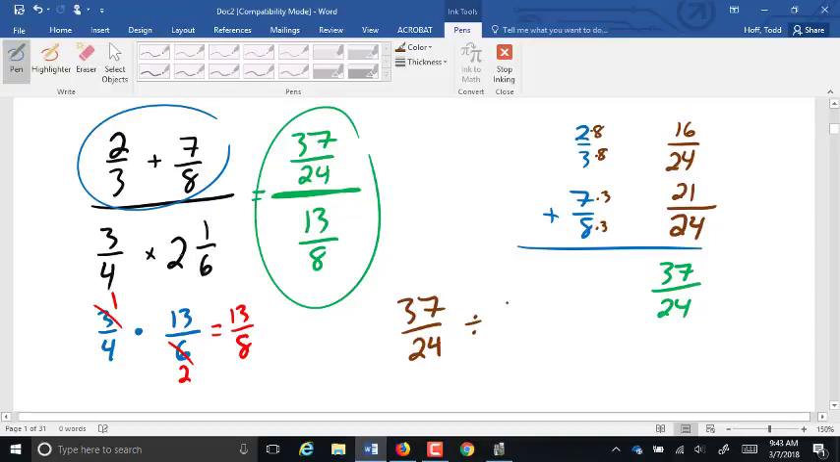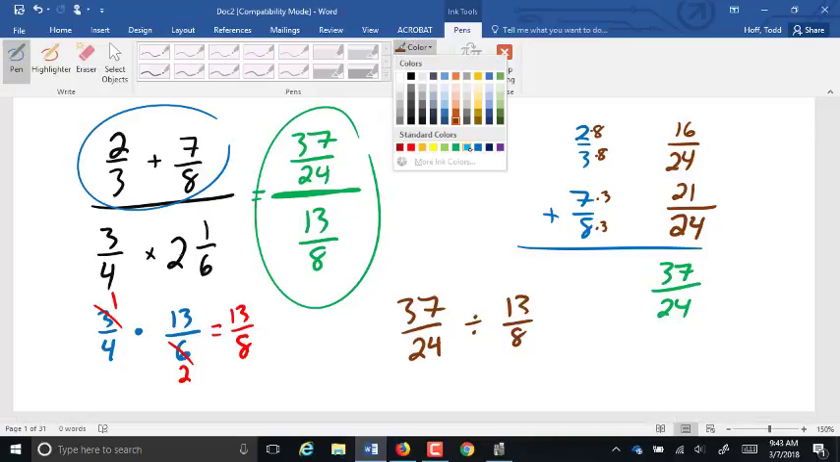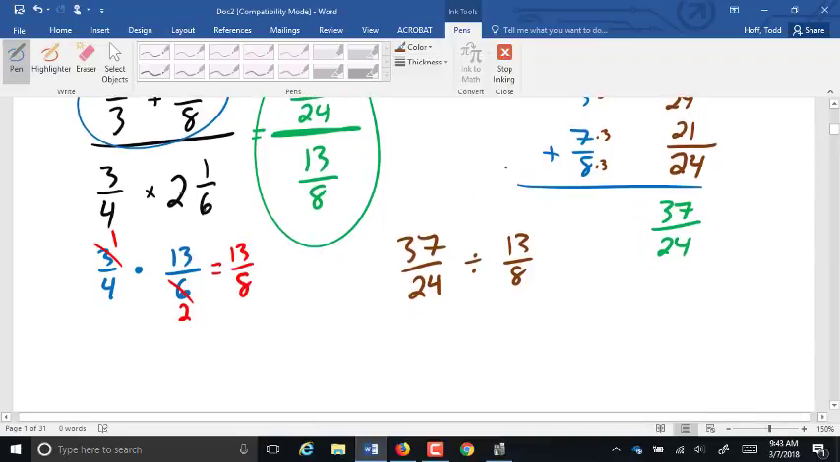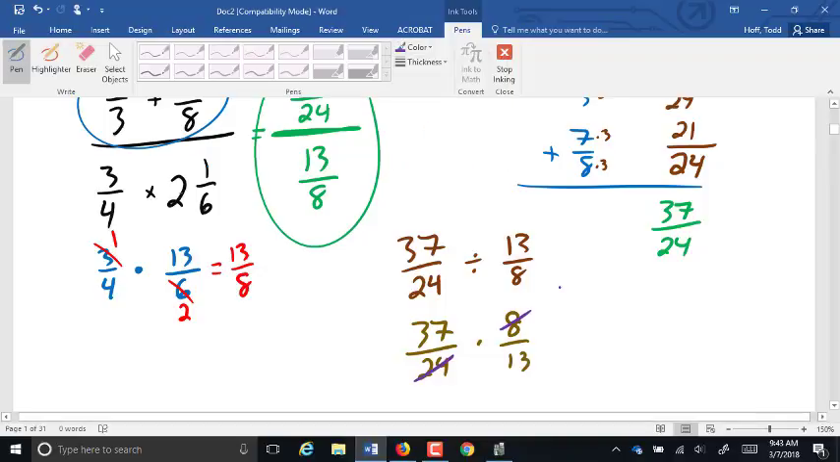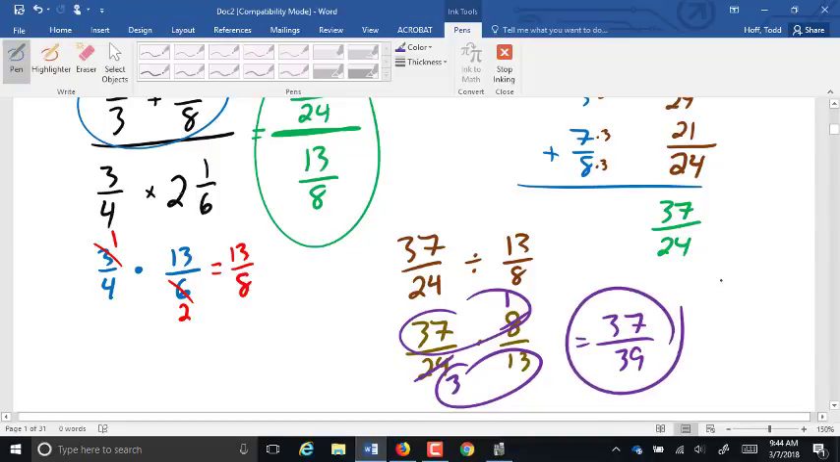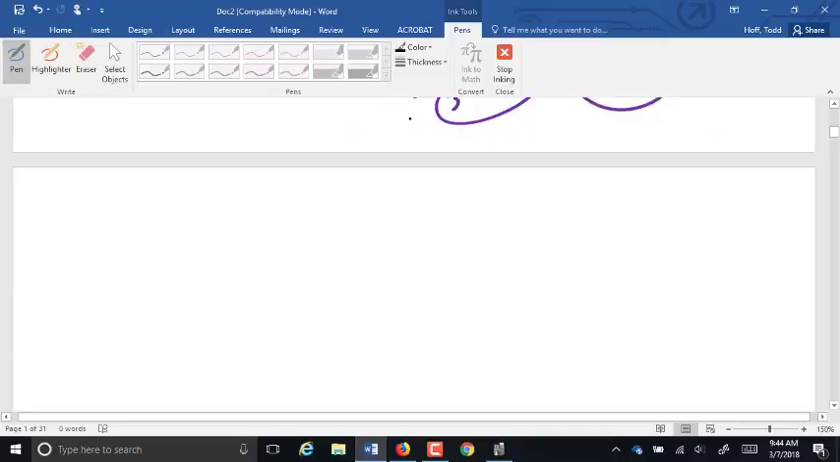37 24ths divided by 13 eighths. We're going to change that into 37 24ths times 8 over 13. 24 and 8 cross cancel, both divide by 8. 8 divided by 8 is 1. 24 divided by 8 is 3. So 37 times 1 is 37. 3 times 13 is 39. So 37 over 39. Not so bad? Maybe? Doable? Okay.